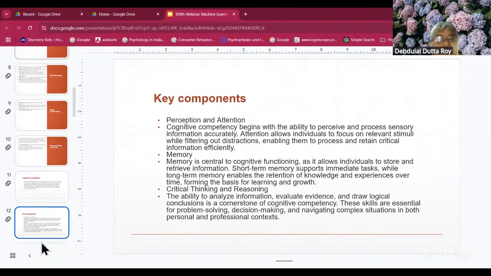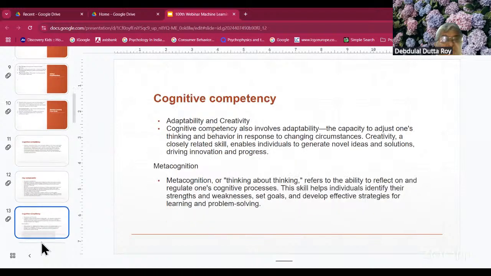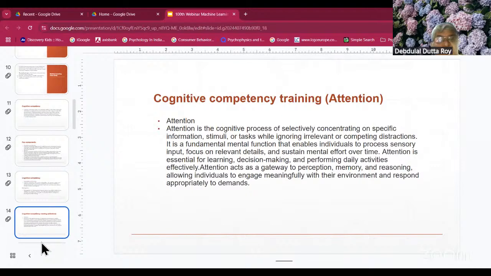Key components of cognitive competency: perception and attention. Cognitive competency begins with the ability to perceive and process sensory information accurately. Attention allows individuals to focus on relevant stimuli while filtering out distractions, enabling them to process and retain critical information efficiently. So today we will focus only on the attention training. Therefore, I am not going to the other parts. Now I'm coming to the attention.